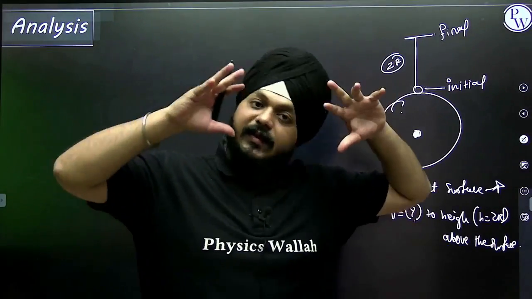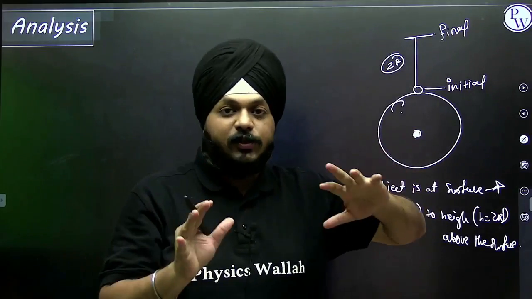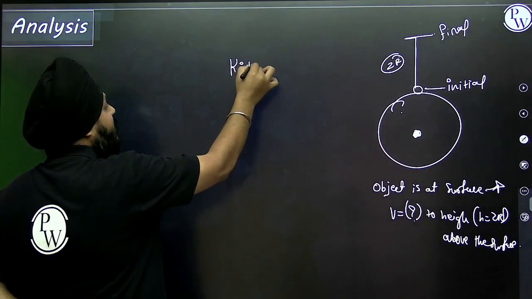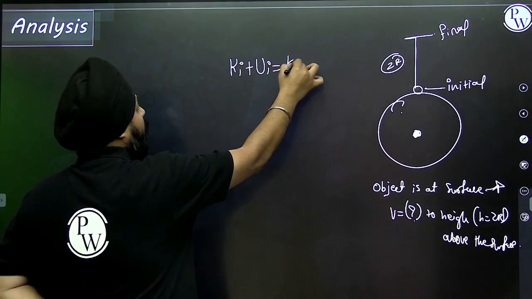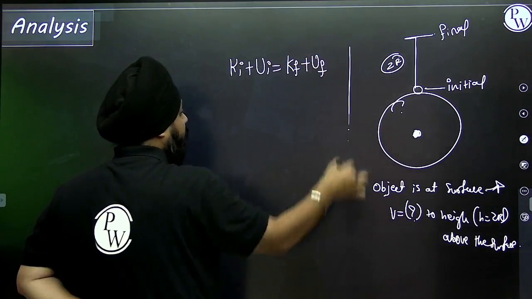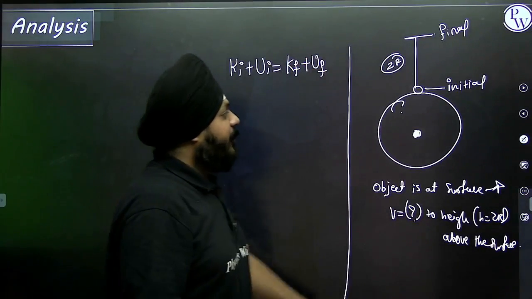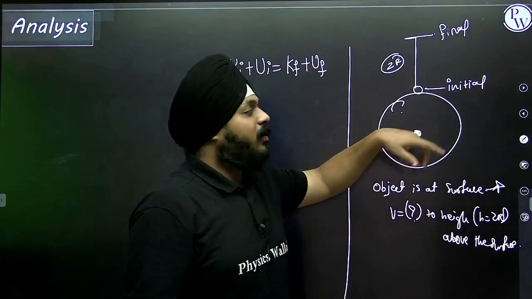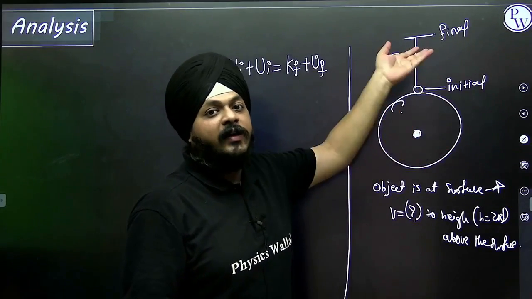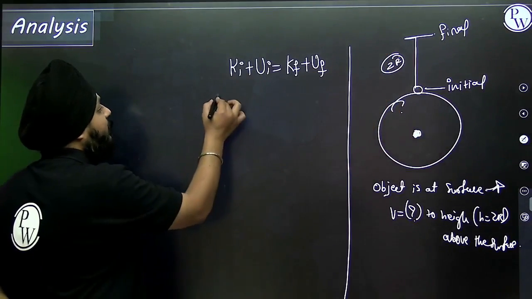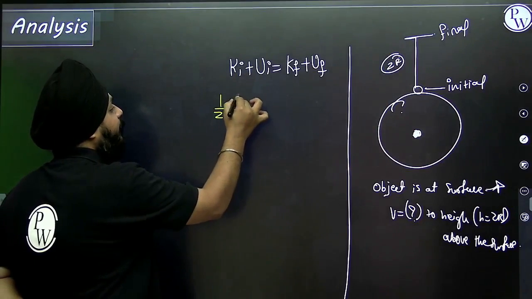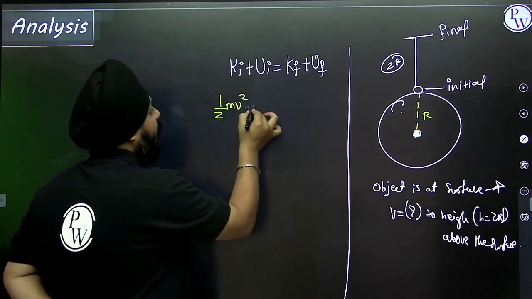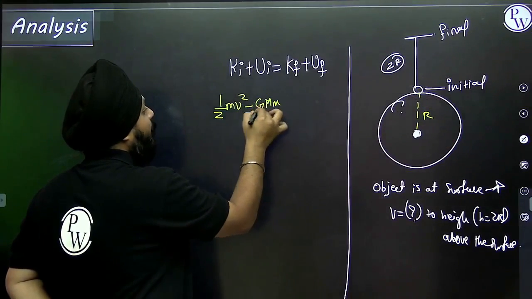There is an absence of dissipative or resistive forces. It means we simply have to use only one equation: total energy at the initial position equals total energy at the final position. At initial, it was at rest. Now suddenly, how much velocity is needed? So the initial kinetic energy, with the velocity needed being V. At this point, with respect to the center of the earth, the potential energy is negative of G capital M small m whole divided by R.